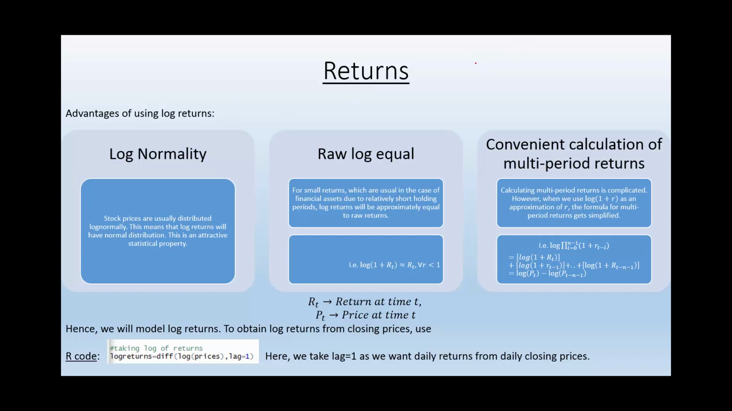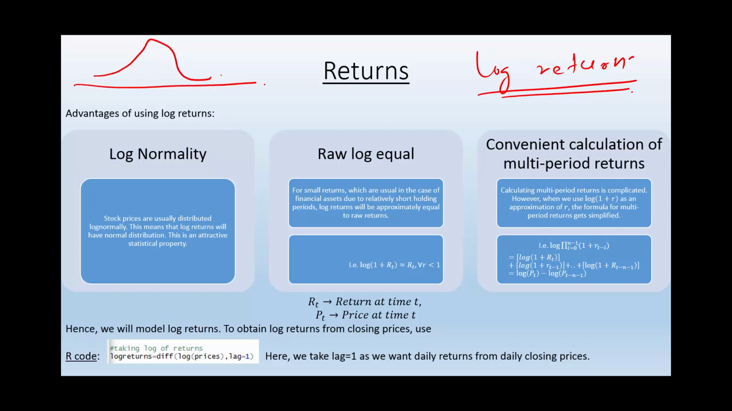However, we do not use return, we use log return for many reasons. The primary reason why it is being used is that log return follows a normal distribution. A return series doesn't follow a normal distribution, it's not normal. So we need a normal distribution of a series, hence log return is preferred. Stock prices are usually distributed log-normally, hence log normality.